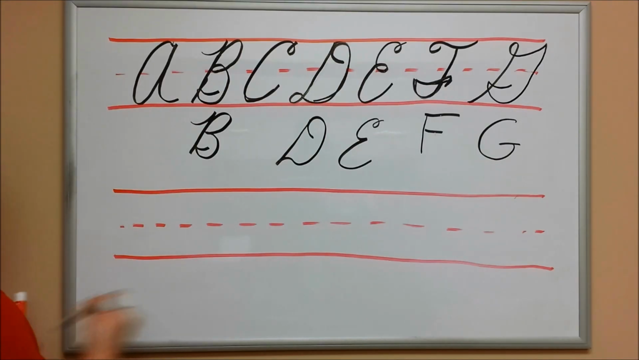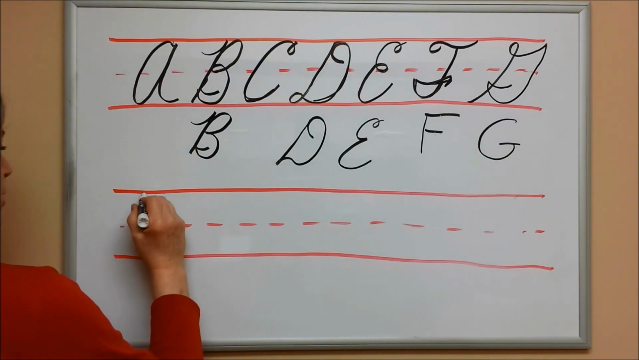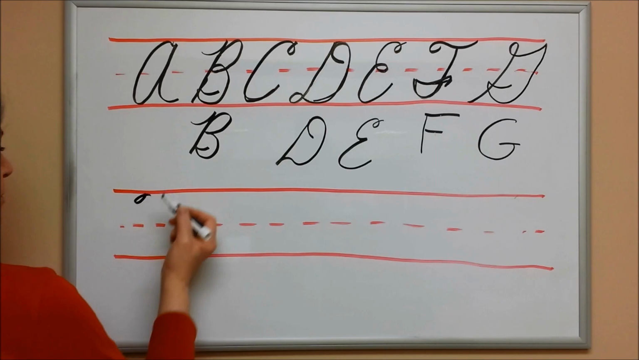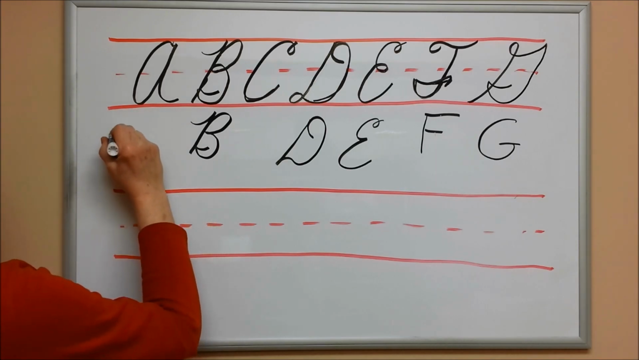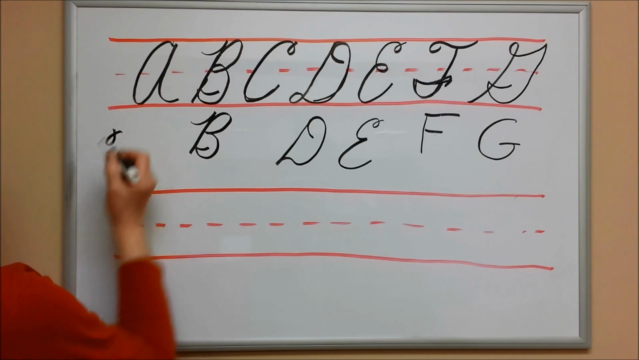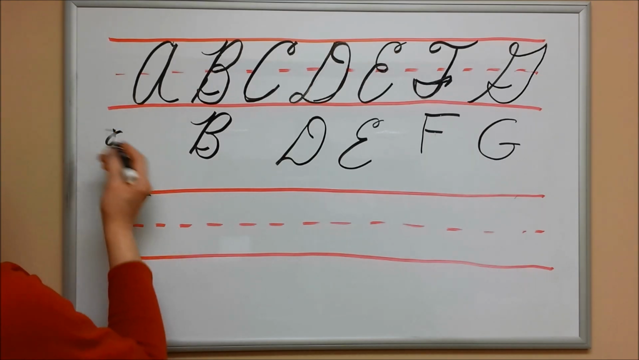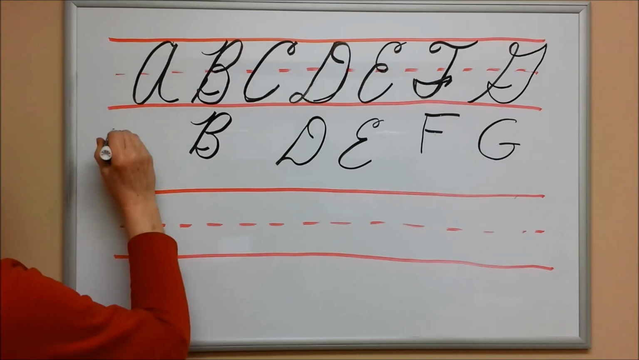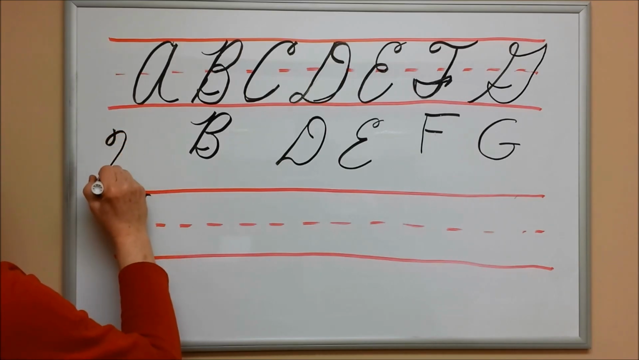Okay, here's the letter H. I'm going to start at the top and I'm going to make a loop. So to make the loop, I start in a spot, I come down and around. That's my loop. Then I continue the letter. So in this case, with the H, I would continue down.